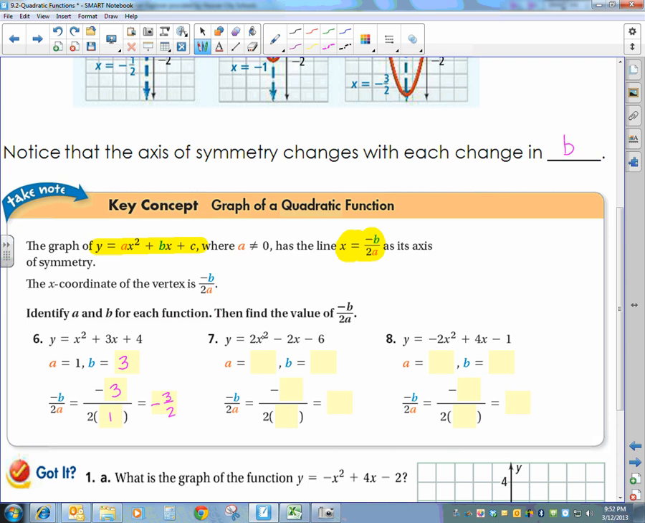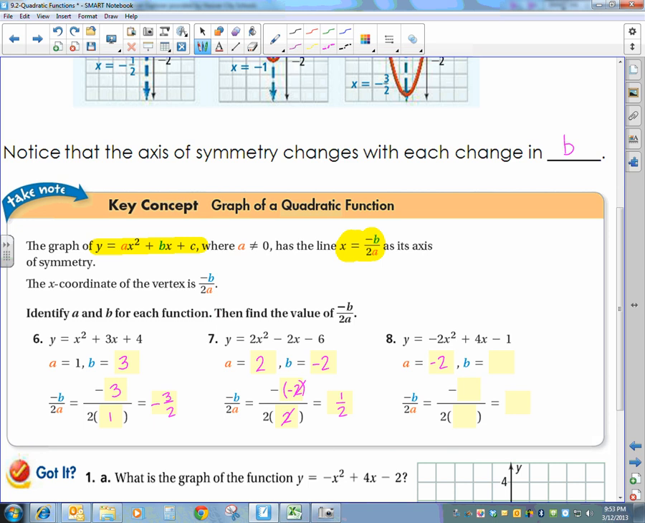And y equals 2x squared minus 2x minus 6. A is 2, b is negative 2. So if I want negative b, then I'm going to put in negative 2, and 2 over 2a, and a is 2. So I have a negative times a negative, which is a positive. And hopefully you can see that the 2 on the top and the 2 on the bottom cancel, leaving me with positive 1 half.